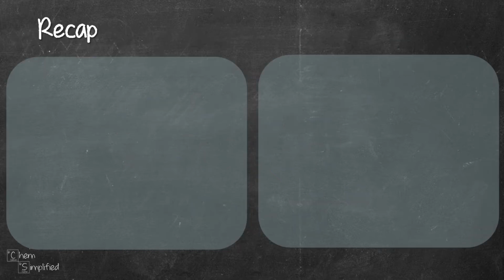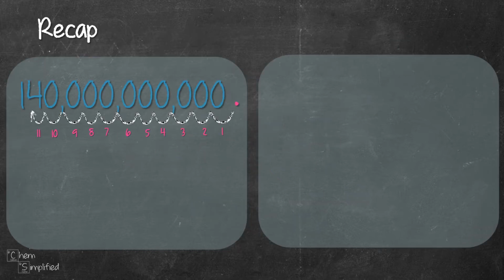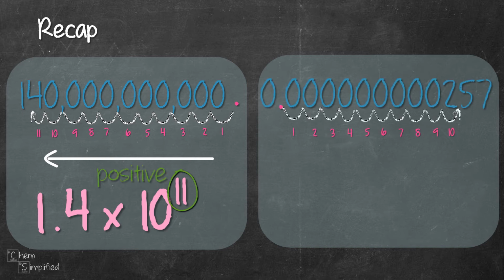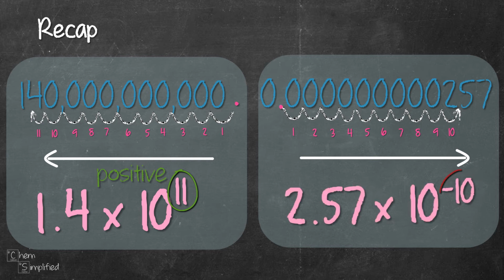To recap, for a large number, we move the decimal to the left, we count the number of places moved, and write that number in positive exponent. For a small number, we move the decimal to the right, count the number of places moved, and write that number in negative exponent.